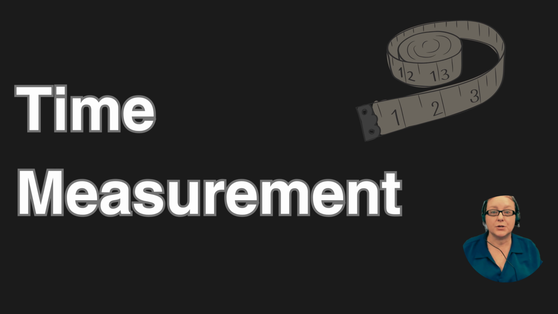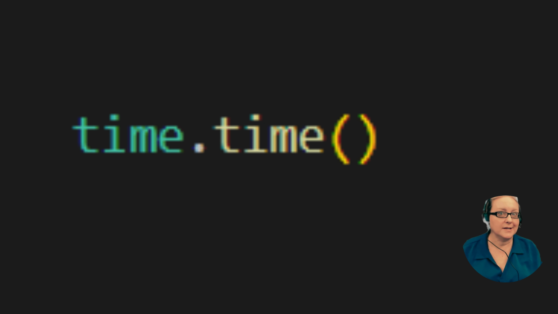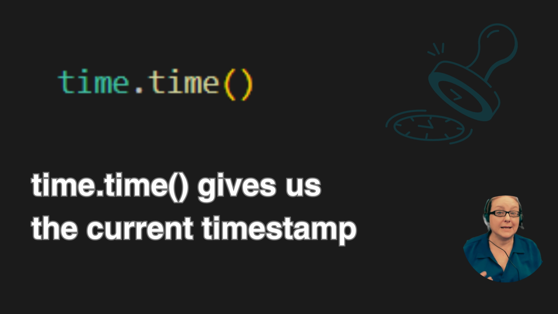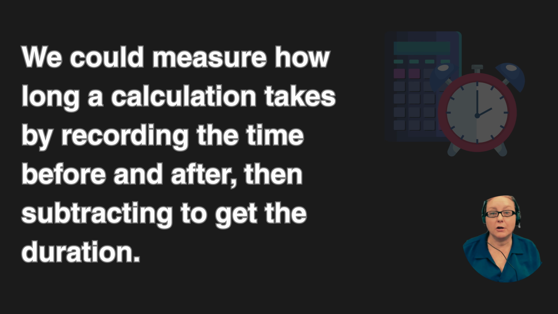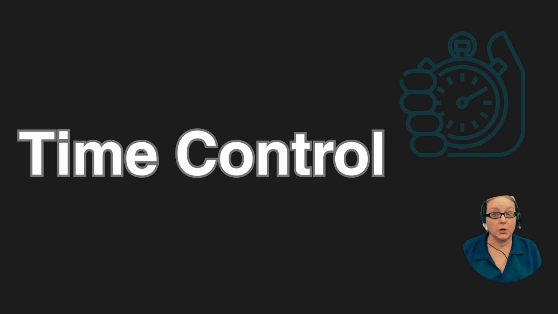First, we get time measurement. The most important function here is time.time, and this gives us the current timestamp. We can use this like a stopwatch to measure how long things take. For example, we could measure how long a calculation takes by recording the time before and after, then subtracting to get the duration.